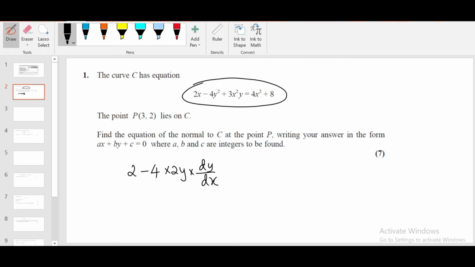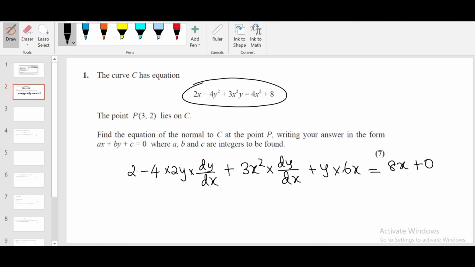And then 3x square y, apply the product rule. Keep 3x square as it is, the derivative of y is 1, but you need to put dy by dx with it. Keep y as it is, times the derivative of 3x square, which is 6x. I'm applying the product rule here, is equal to the derivative of 4x square, which is 8x, plus 0.